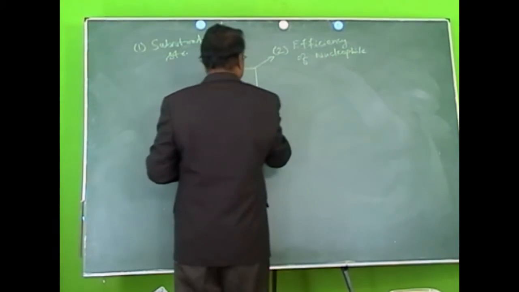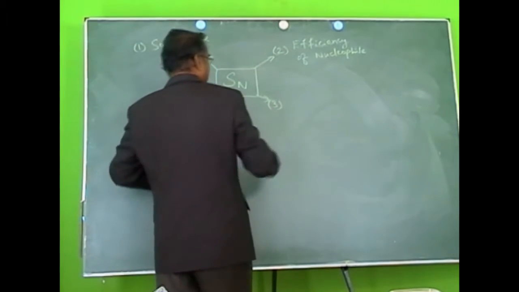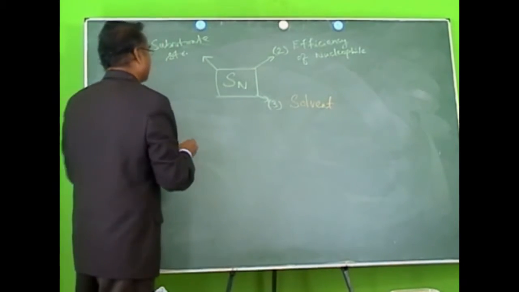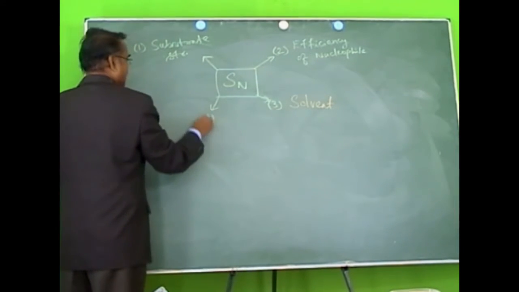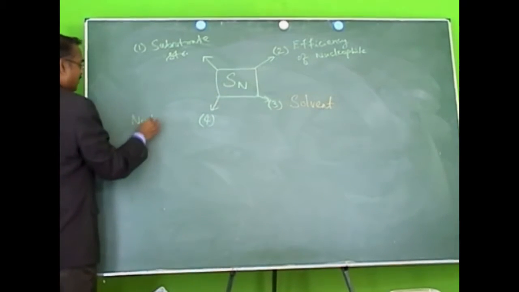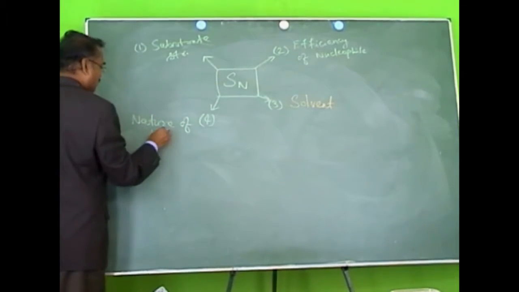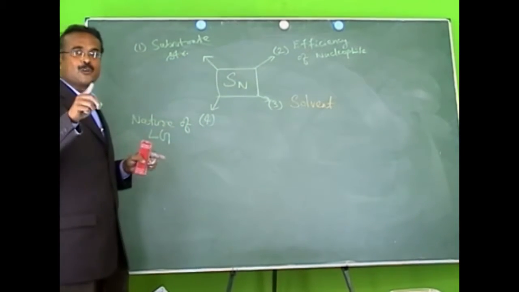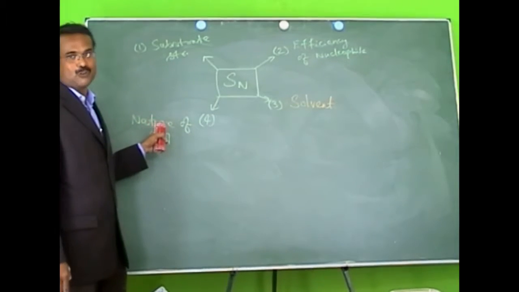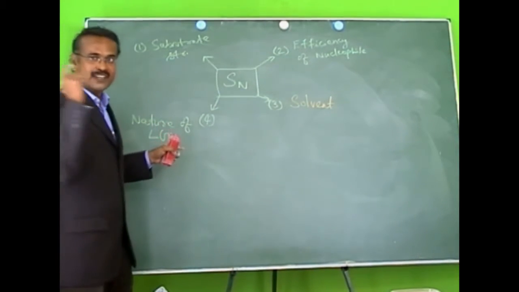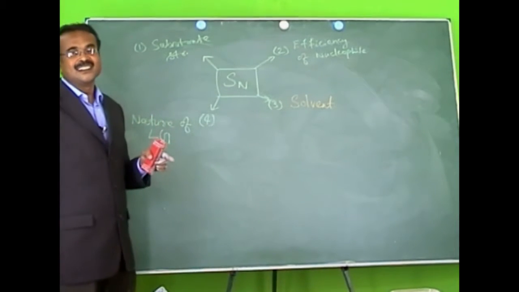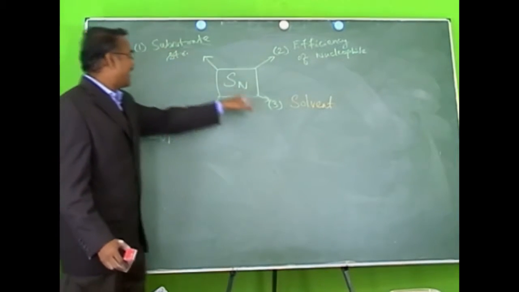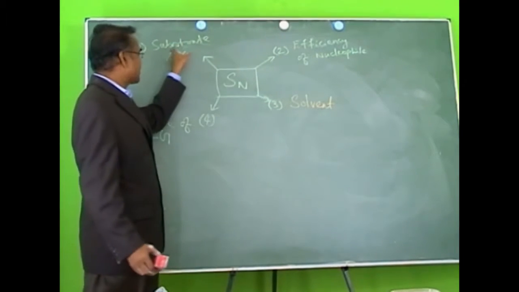And the third factor which affects the SN reaction is the solvent. And the fourth and yet another important factor is the nature of the leaving group. So the SN reaction mainly depends on the attacking nucleophile and the exiting leaving group. So the nucleophile should attack quickly and the leaving group should exit quickly. Those are the 2 important factors which affect the SN reaction. So these 2 are auxiliary points, the substrate structure and solvent.